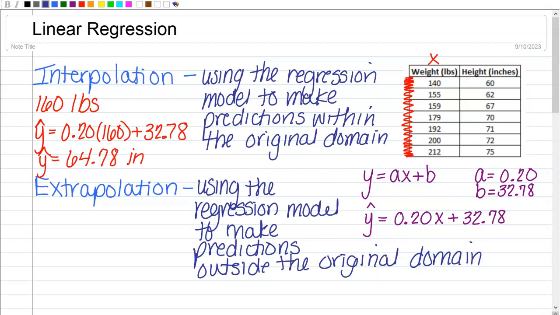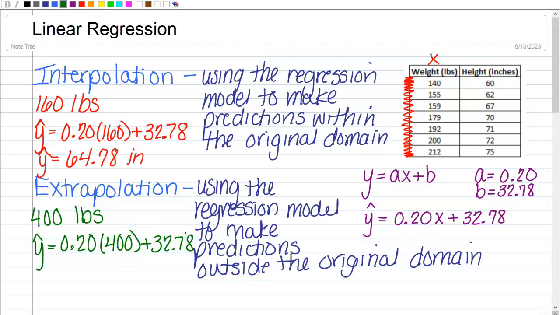So let's go ahead and assume that we have a person that weighs 400 pounds. Notice that 400 pounds is not within our original domain. 400 is greater than 212. But let's go ahead and use our regression model to try to make a prediction for this person's height. So we'll substitute in 400 for x. And then using our calculator, we'll evaluate this equation.